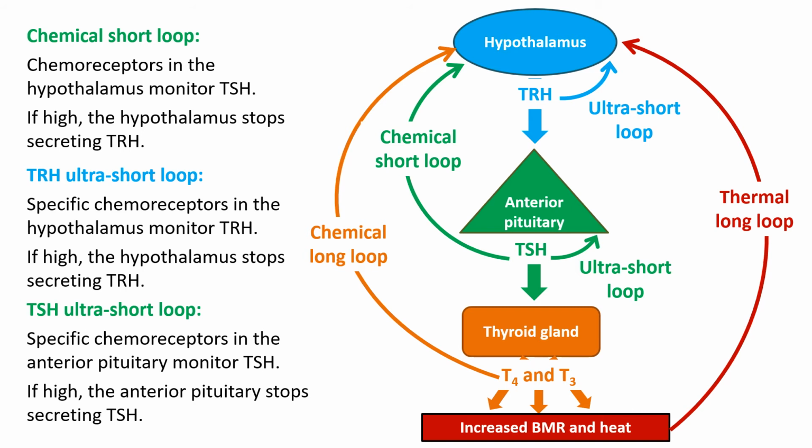And what's the anterior pituitary going to do? Yes, of course, it can't stop TRH. It has no control over TRH. All it can do is stop secreting TSH. Of course, that is still going to have an effect on our thyroid hormones T4 and T3, because if there's no TSH to bind to the thyrocytes, we won't be releasing T4 and T3. So those are our 5 negative feedback loops that involve the thyroid axis.